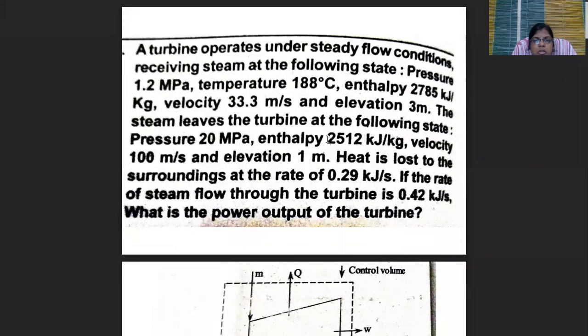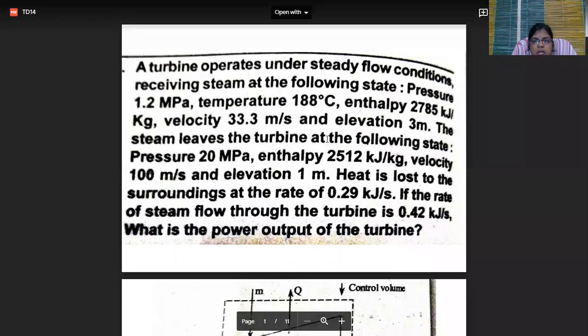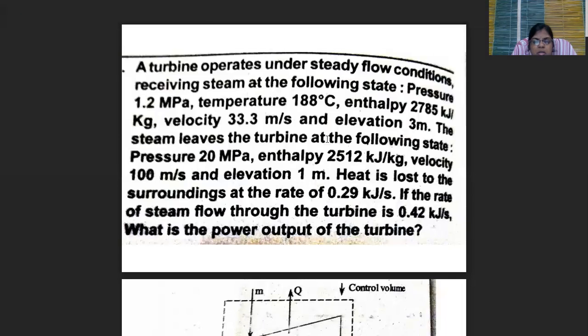A turbine operates under steady flow conditions, receiving steam at the following state: pressure 1.2 megapascal, temperature 188 degrees centigrade, enthalpy 2785 kilojoule per kg, velocity 33.3 meter per second, and elevation 3 meters. The steam leaves the turbine at the following state: pressure P2 20 megapascal, enthalpy H2 2512 kilojoule per kg, velocity 100 meter per second, and elevation 1 meter.